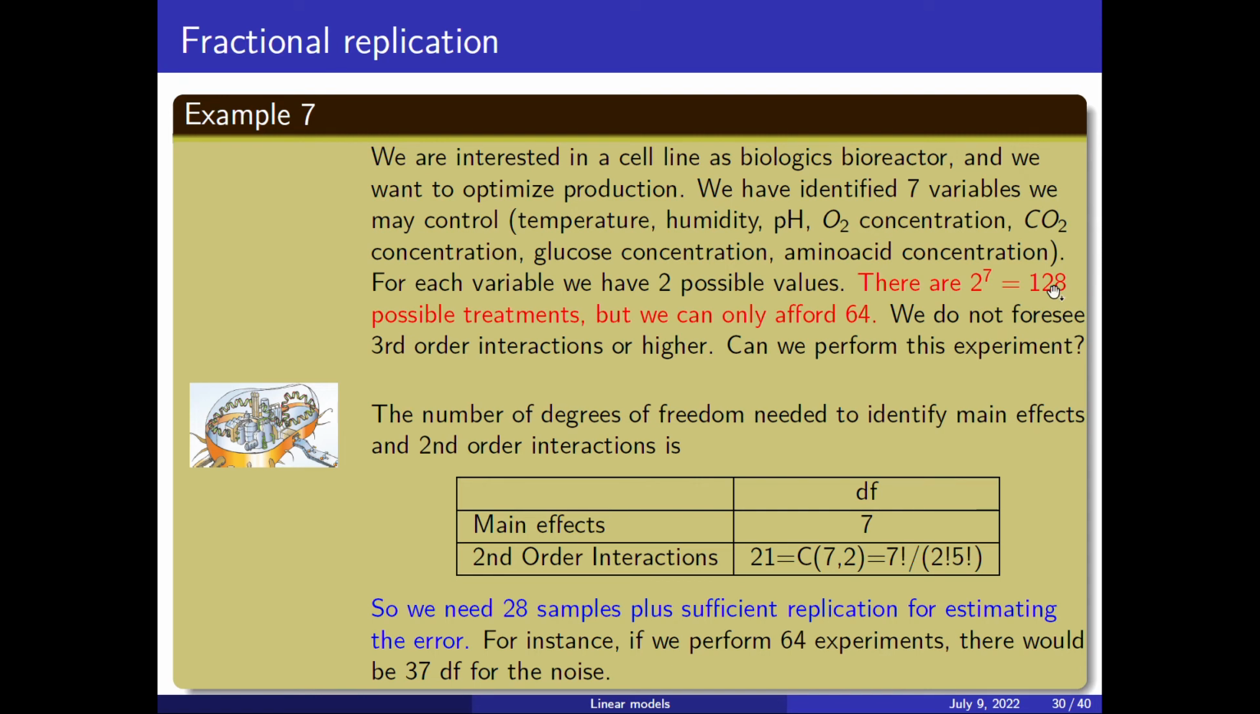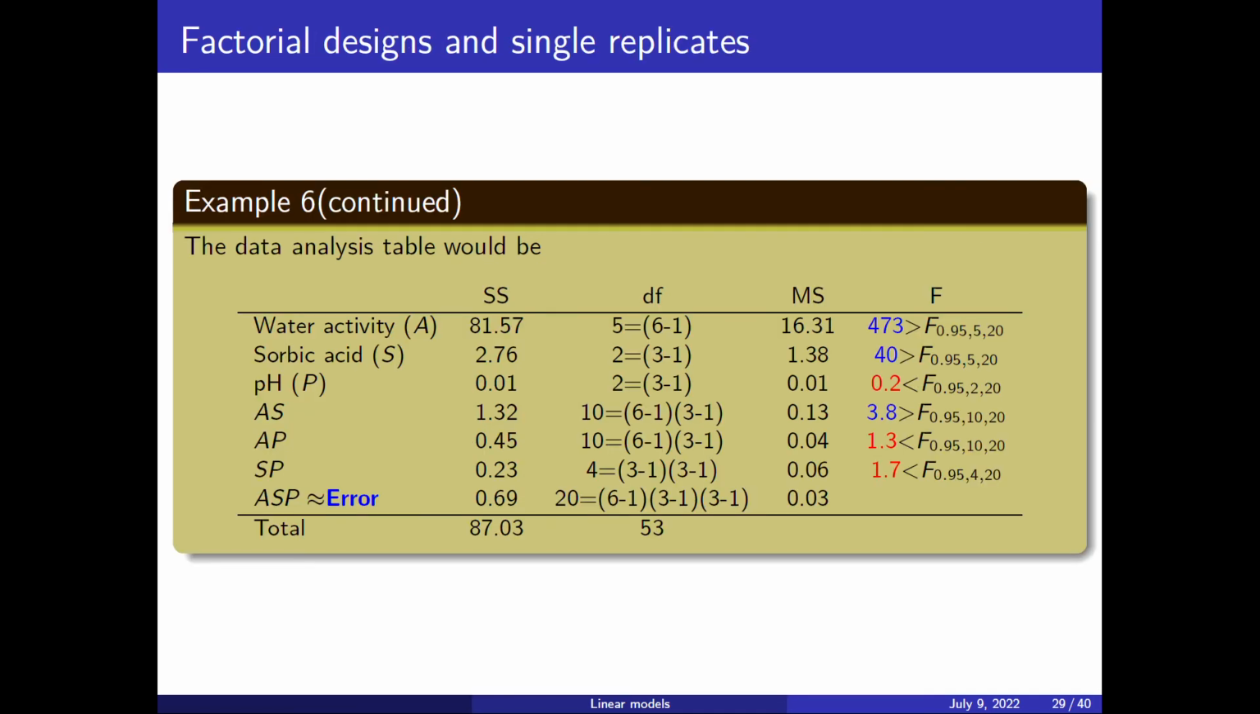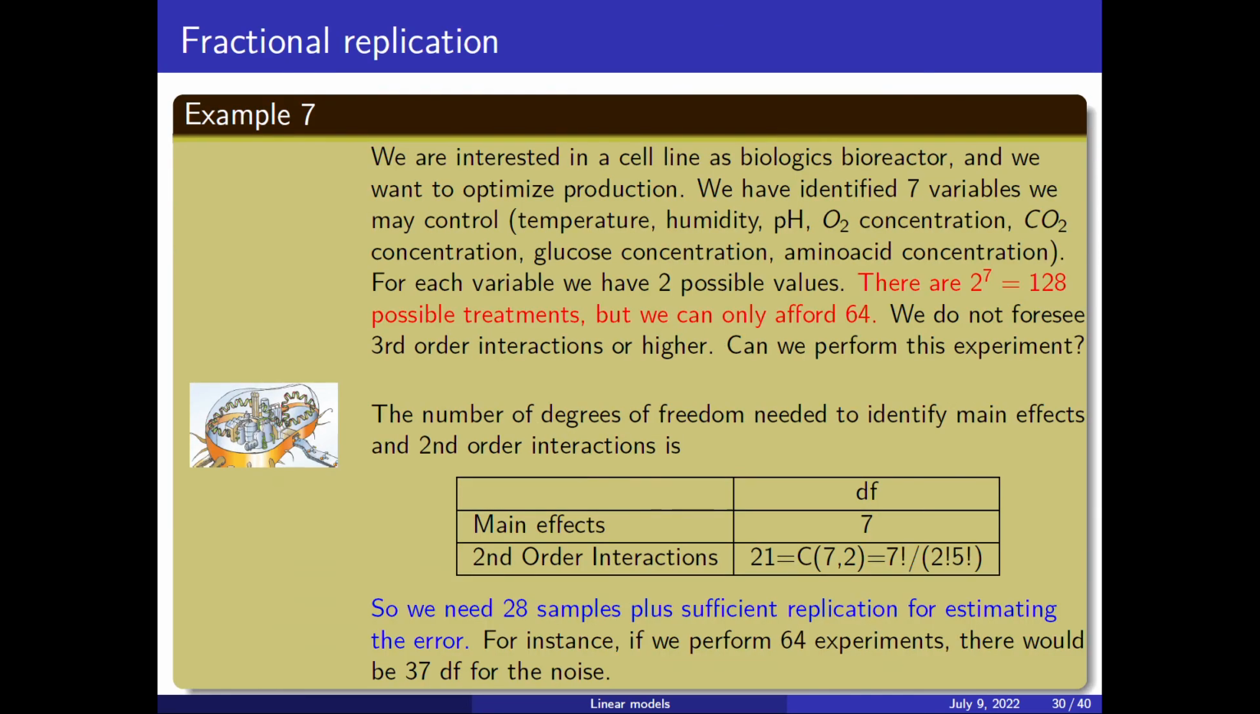128 combinations. Let's say that you are willing to perform up to 64 experiments, but you don't want to do 128 experiments. Now that we know this trick, if I forgive the third order combinations or higher, so fourth order interactions, fifth order interactions, and so on, if I sacrifice all of them, I give them all to the residuals, how many degrees of freedom do I need?